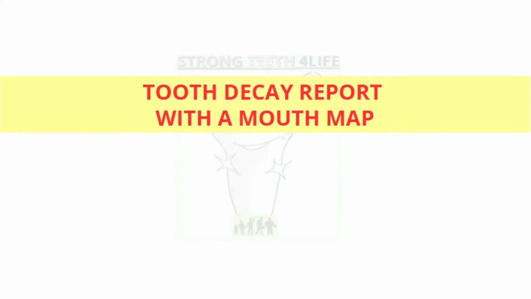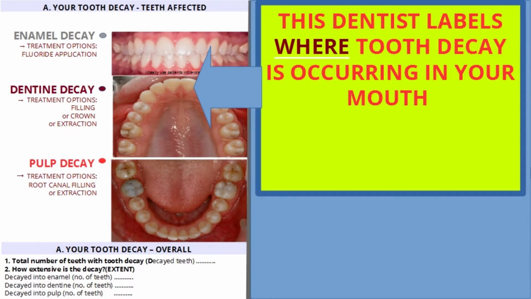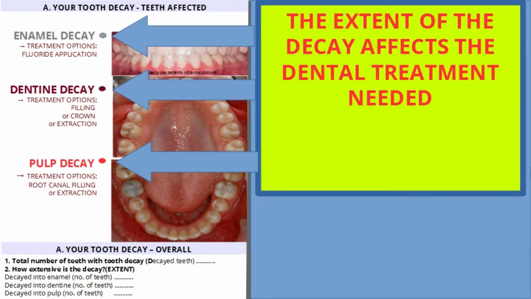A tooth decay report, with a mouth map. The dentist labels where tooth decay is occurring in your mouth. The extent of the decay affects the dental treatment needed.